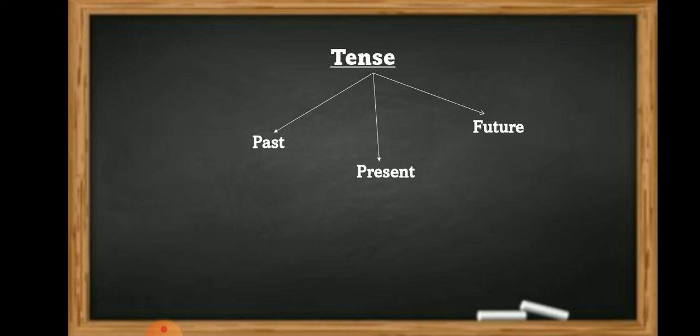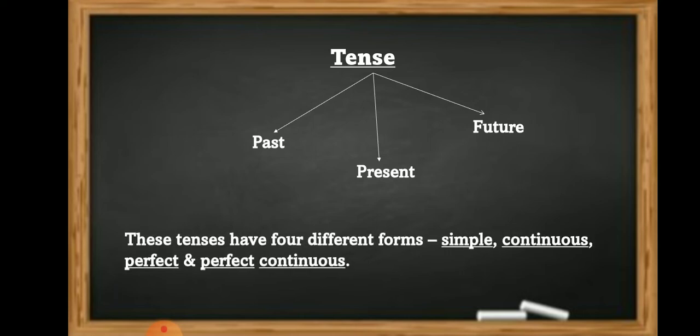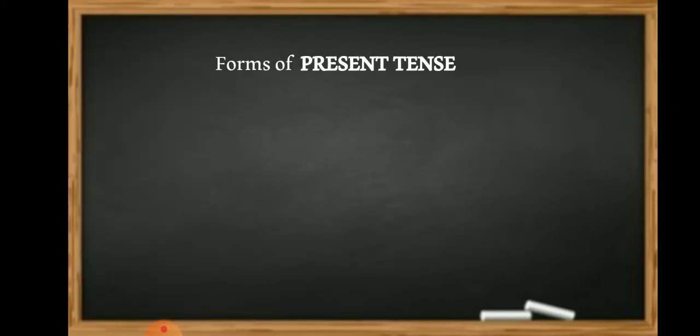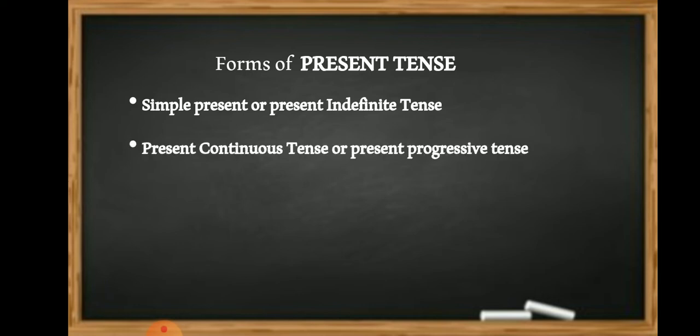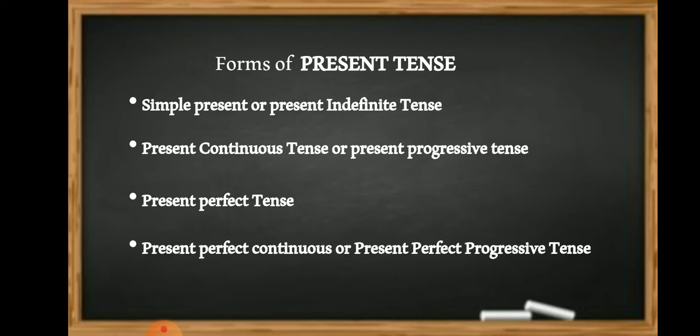These tenses have four different forms. They are simple, continuous, perfect and perfect continuous. In this video, I am going to discuss present tense and its various forms. So what are the forms of present tense? Simple present or present indefinite tense, present continuous tense or present progressive tense, present perfect tense and present perfect continuous or present perfect progressive tense.